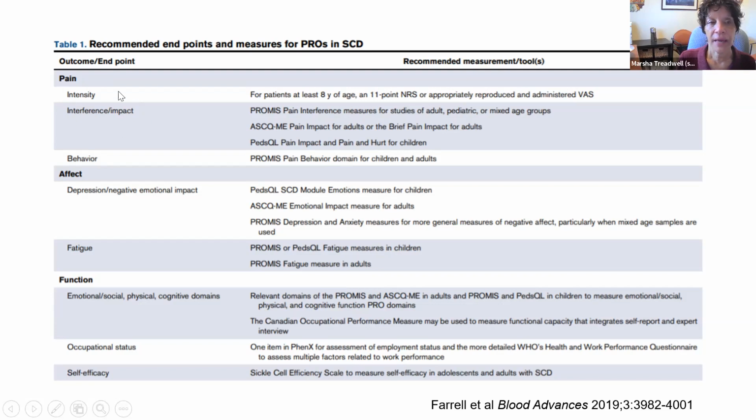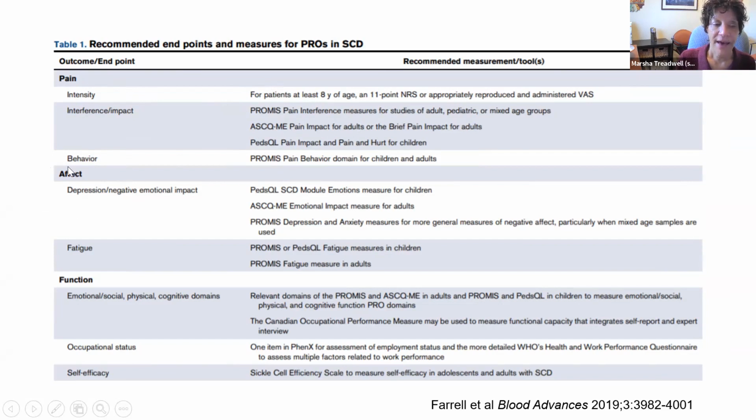identified, in terms of pain, that you want to look at intensity, as well as interference and impact, and pain behaviors. And so the measures that they recommended, there's a set of measures called the Patient-Reported Outcomes Measurement Information System, and then the Adult Sickle Cell Quality of Life Measurement Information System, which is closely aligned with this PROMIS system. So these are the measures that they recommended.